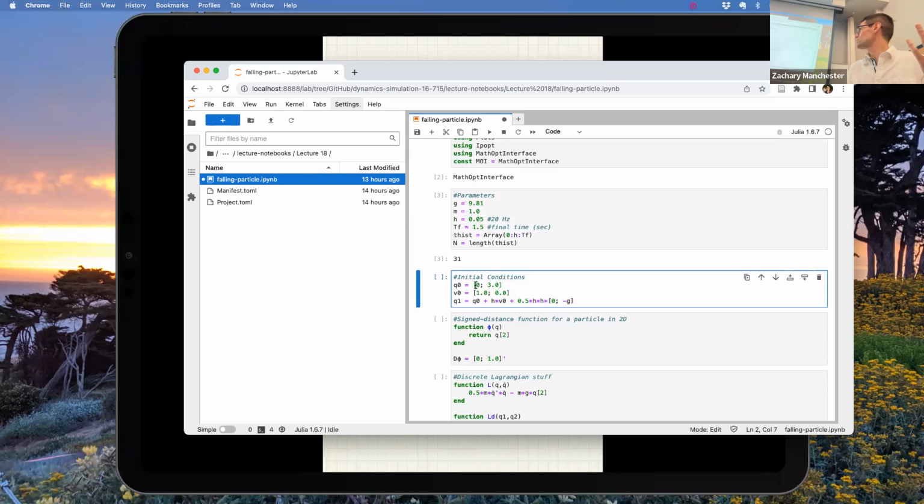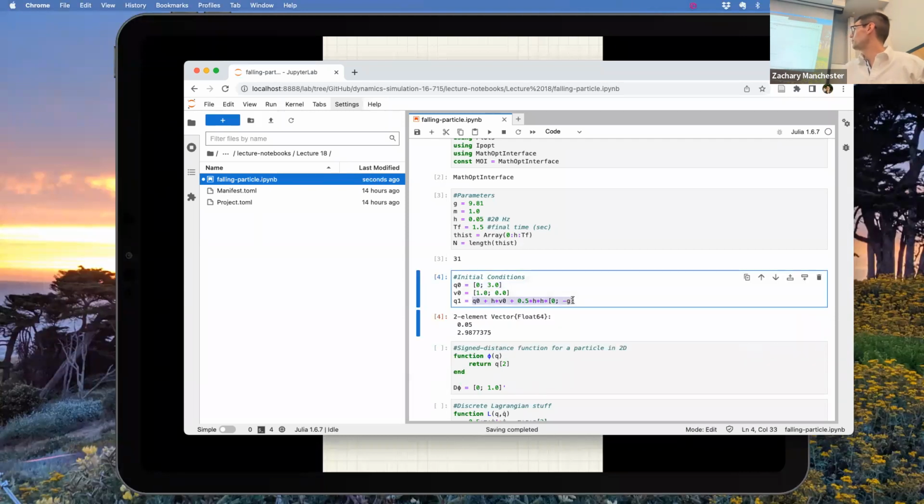Initial conditions, we're just sitting up off the ground with some forward velocity. So this is in 2D, a point mass. It's going to be 3 meters high with 1 meter per second to the right. That's x0, q0, v0, right? This is me just doing really dumb integration to get a q1 to bootstrap my integrator because I didn't write out all the discrete Legendre transform nonsense, but whatever.